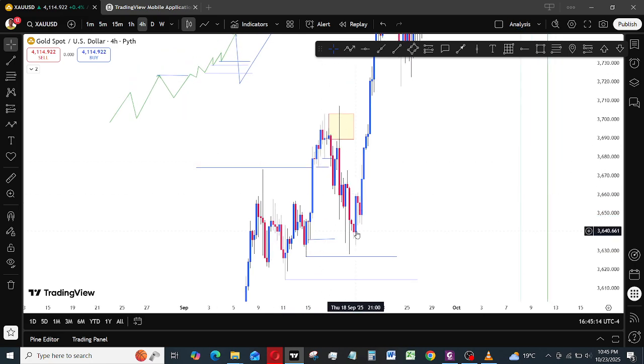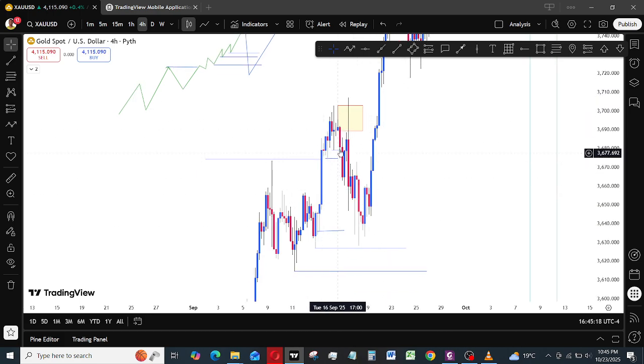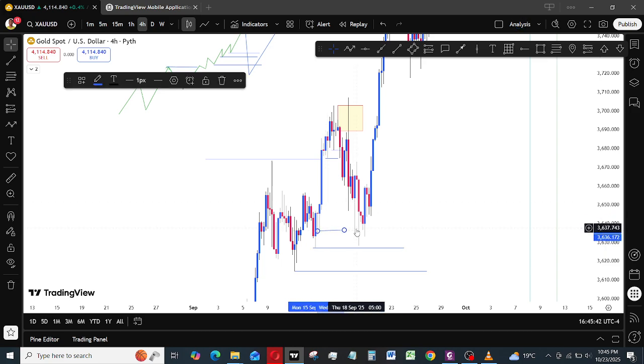So for the market to continue moving up, it will at least take out one of the liquidity that rests around this area. And this is the liquidity around here, this is the liquidity around here. So what it did, it came, it swept this liquidity, this one, and then it continued moving up.